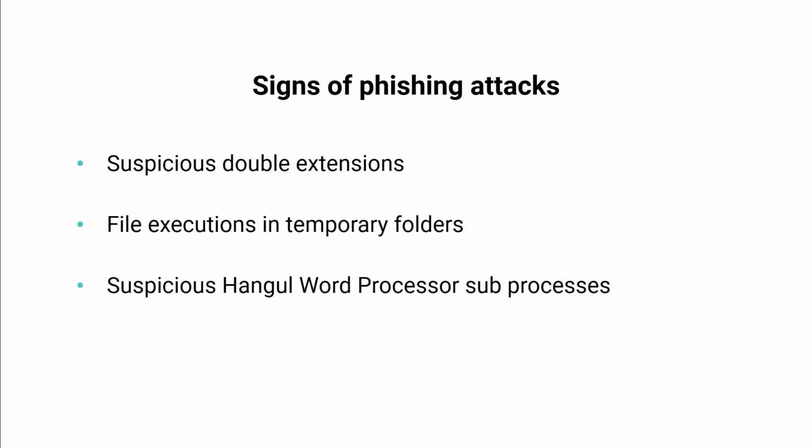Now let's explore some of the common signs of phishing attacks. Suspicious double extensions, file executions in temporary folders, and suspicious Hangul word processor subprocesses are three major ways in which phishing attacks take place. As this is not an exhaustive list, let's explore each of them in detail.